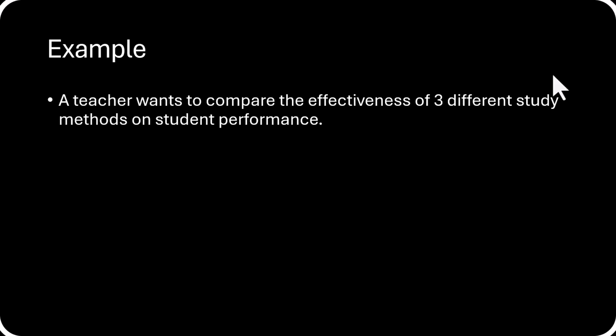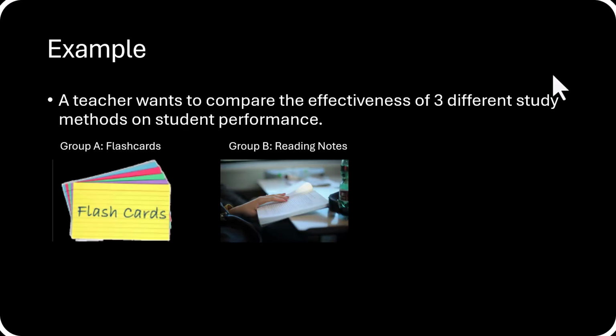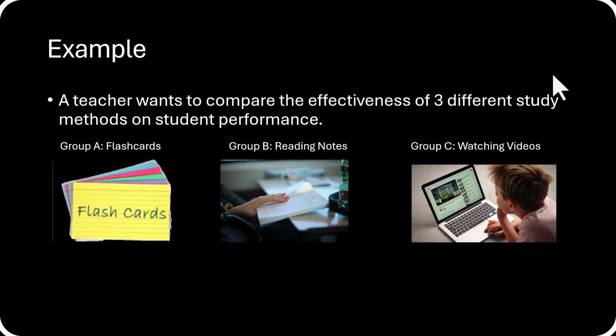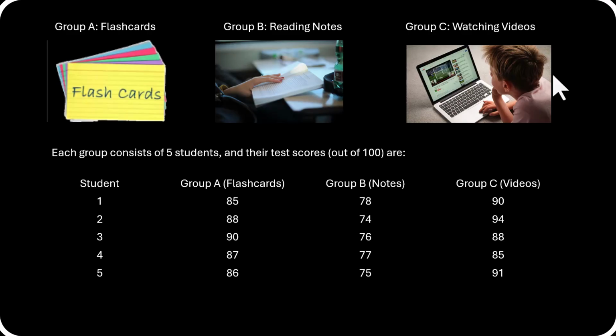A teacher wants to compare the effectiveness of 3 different study methods on student performance. One group studies for the exams just using flashcards, another group studies just by reading their notes, and a third group studies by watching videos. Each group consists of 5 students, and here are their test scores. You don't have to do anything with these, because what we would do is put them into a statistical software package and ask that software to generate either a test statistic or a p-value for us.